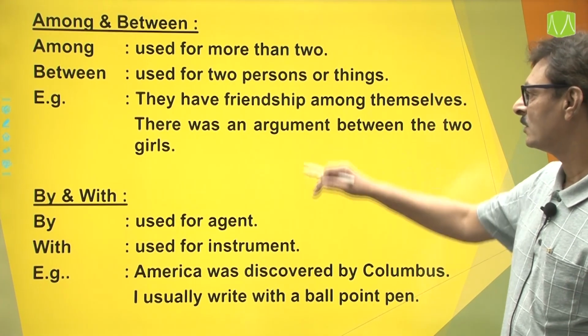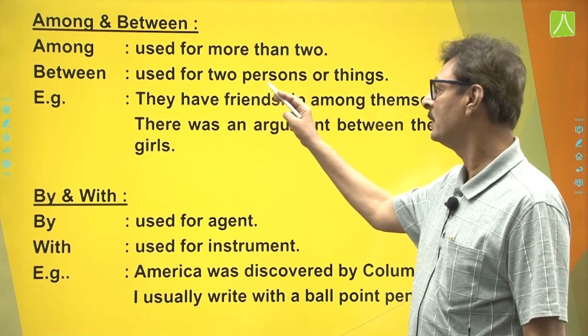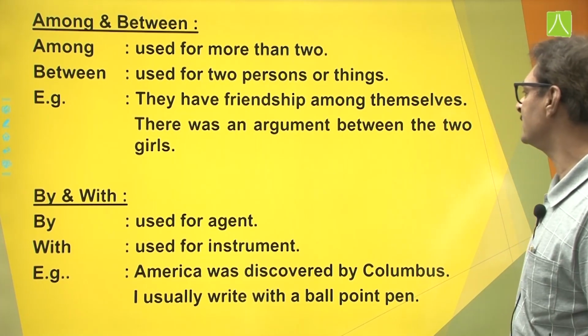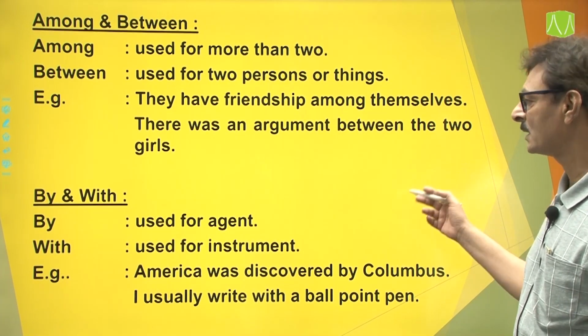Next, among and between. Among for more than 2, between for 2 persons or things. They have friendship among themselves, or there was an argument between the 2 girls.